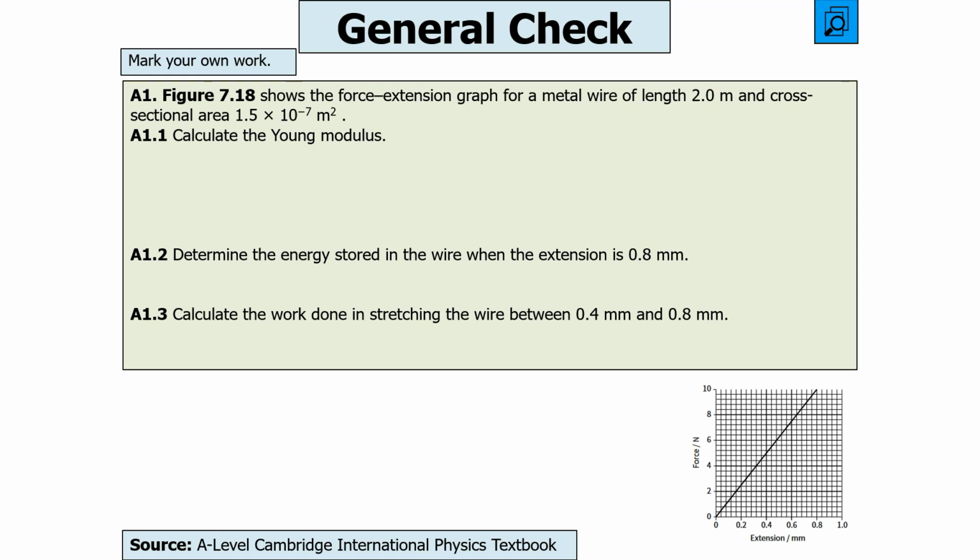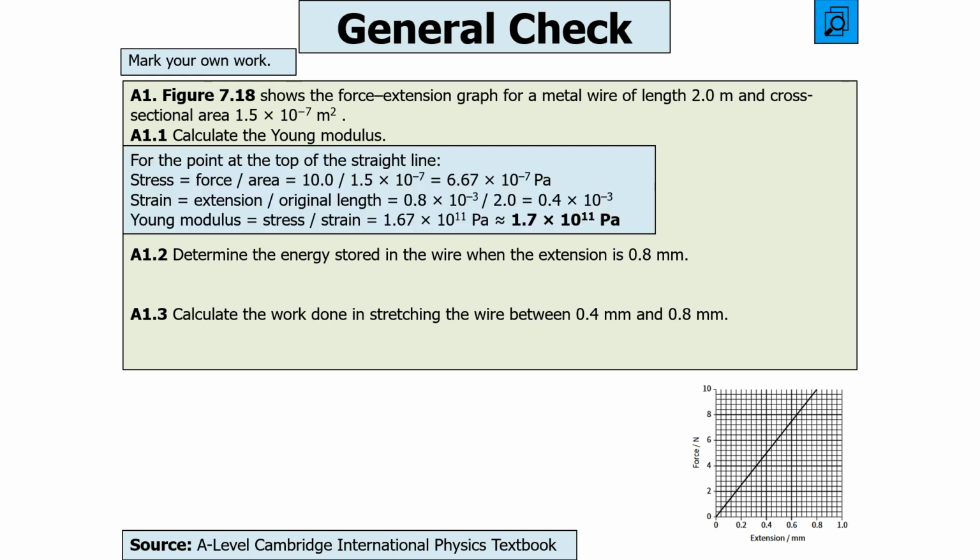Right, in the first one, we know that stress is force over area, so therefore it's going to be 10 over 1.5 times 10 to the minus 7. We've got the area given in the question, so it's 6.67 times 10 to the minus 7 pascals. The strain is the extension over the original length. Again, from the top of the line, we can read our extension. So you can work it through to be 0.4 times 10 to the minus 3. The Young modulus is stress over strain, so it's 1.7 times 10 to the 11 pascals.